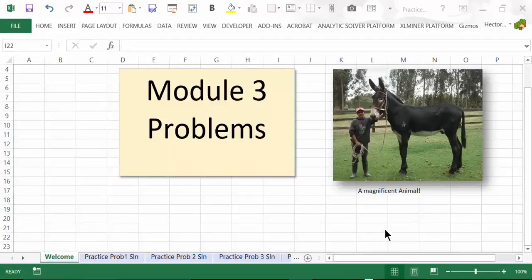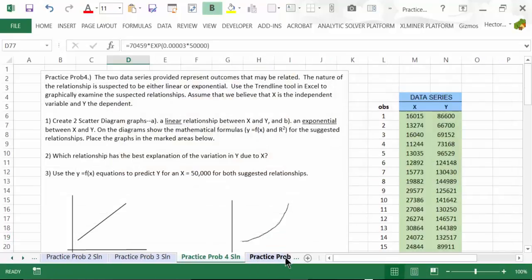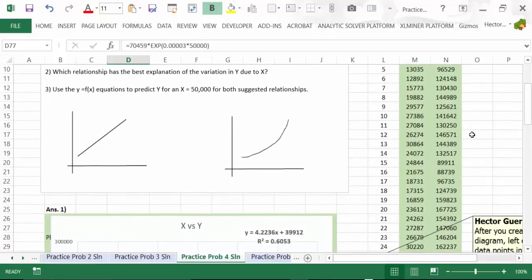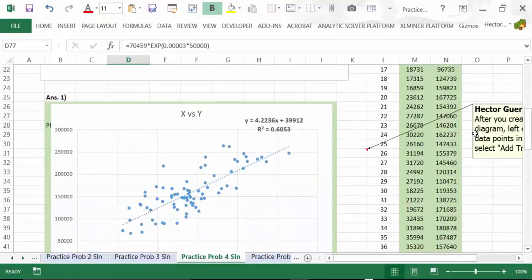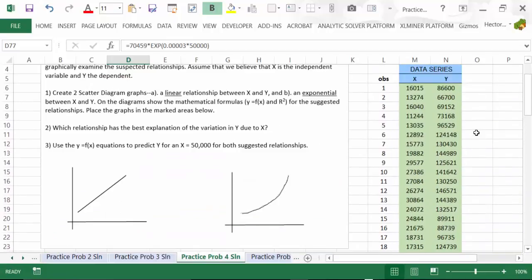Hi folks, let's do problem 4 now in module 3. This problem is an interesting problem because it allows us to do some very quick analysis of two data series, X and Y. So we're going to be looking at this data. It could be time series data, or it could also be any other form of data that you want.